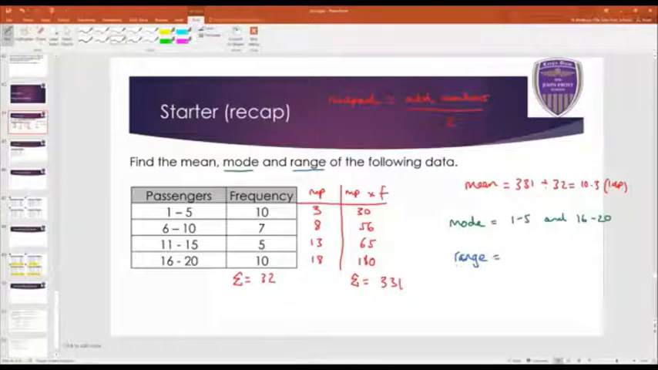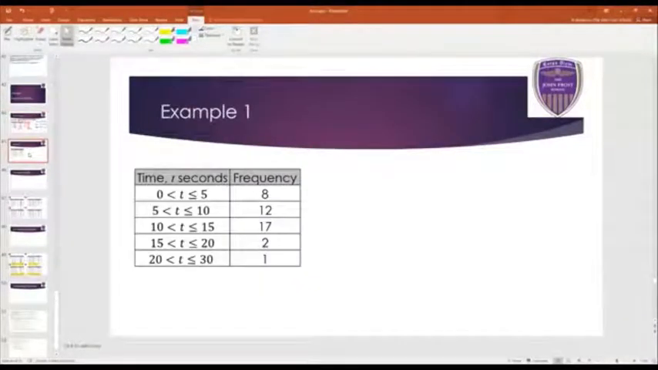Our biggest midpoint is 18. Our smallest midpoint is 3. So an estimate for our range there would be 15. Hopefully you got that as a starter, just as a little bit of a recap. The first example is here then. You'll notice that it's set out in a slightly different way in terms of the groups. So this is continuous data now.